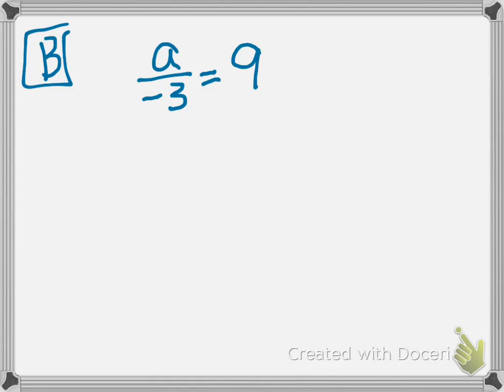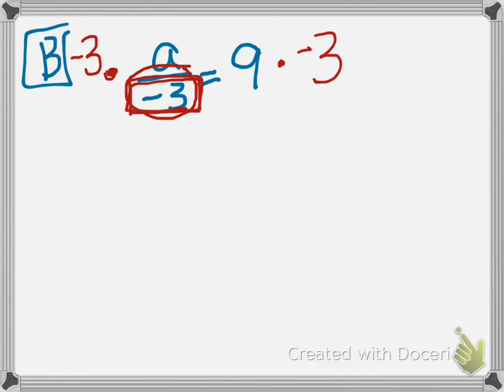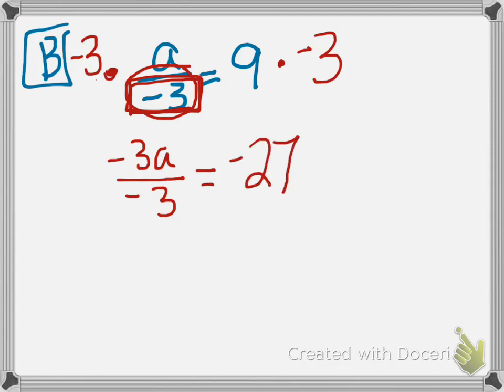Here's B. A divided by negative 3 equals 9. Now this is division right here. What is the inverse of division? It's multiplication. So I'm going to multiply by a negative 3 on both sides. That negative is going to be multiplied on both sides. So that gives me negative 3a divided by negative 3 equals 9 times negative 3, which is negative 27. Now negative 3 divided by negative 3 is 1. So I'm left with a equals negative 27.